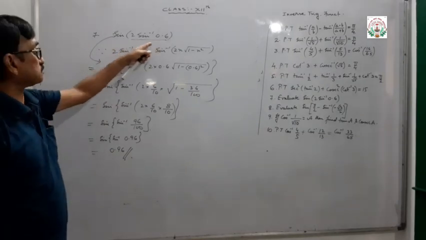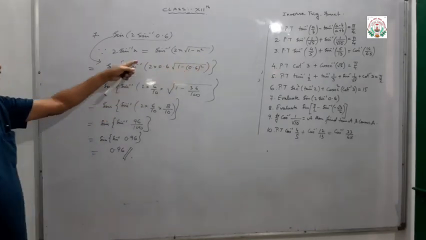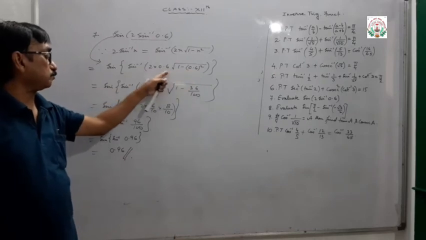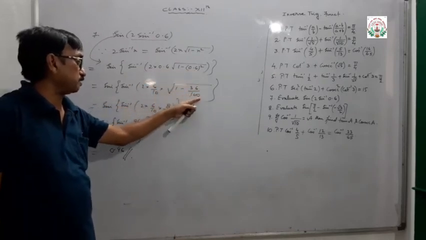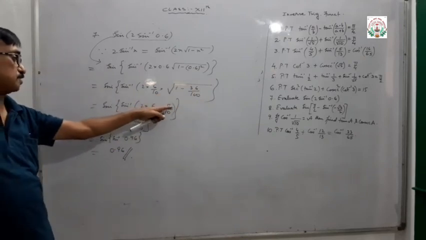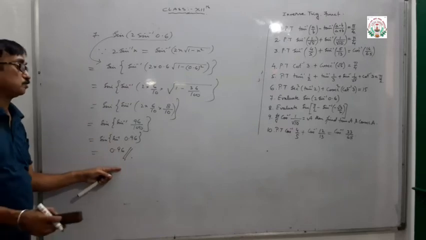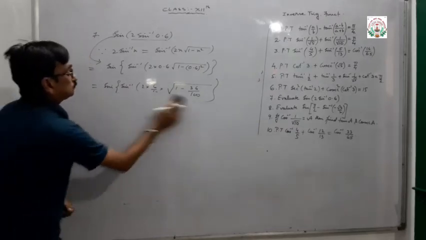2 sine inverse x is given by sine inverse 2x into under root 1 minus x square. The value of x is 0.6, so we substituted and removed the decimal, 6 by 10. This becomes 6 by 10 the whole square, 36 by 100. After calculation we get 8 by 10, and we simplified and at the final answer we got 0.96. Let's move to question number 8.